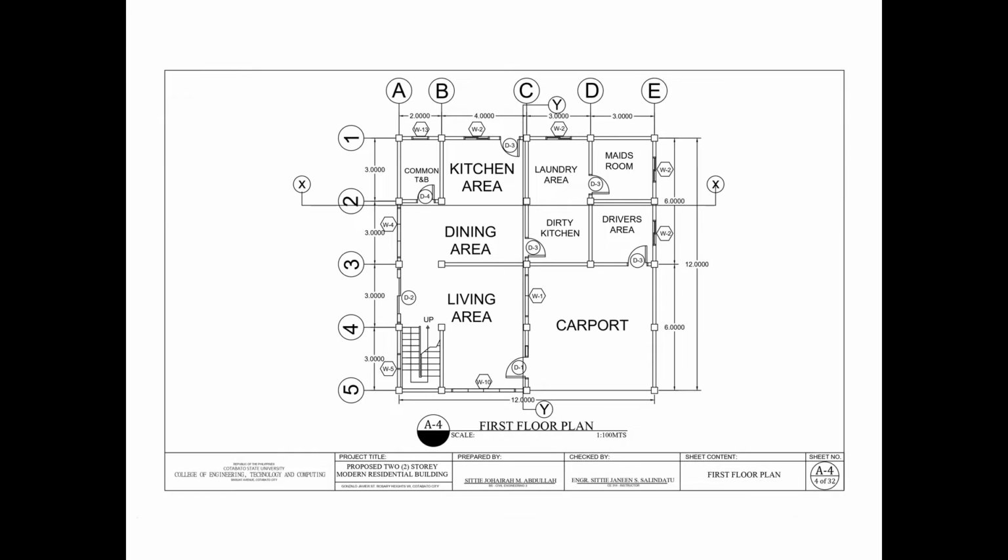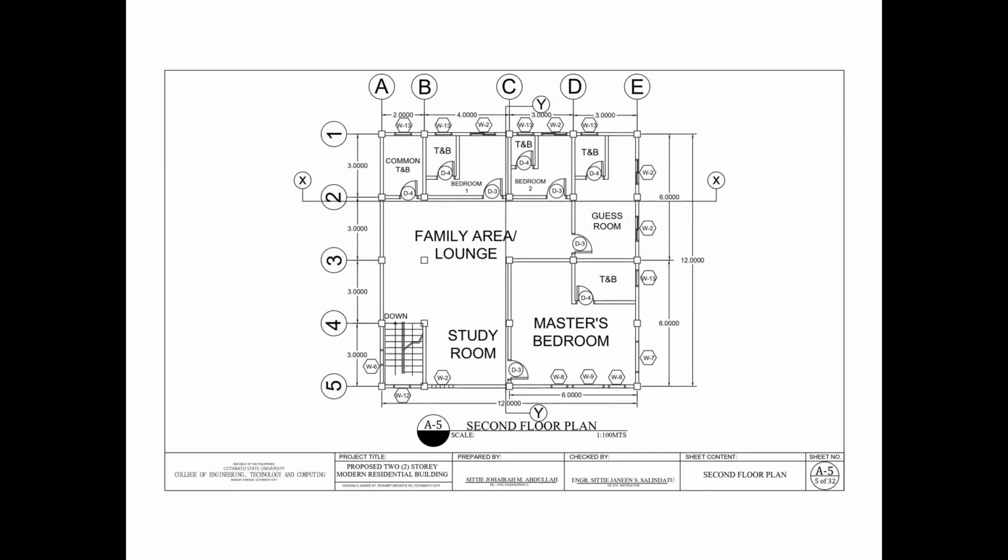Next is the first floor plan. A floor plan is a type of drawing that shows you the layout of a home or property from above. Floor plans typically illustrate the location of walls, windows, doors, and stairs, etc. The rooms that I've included in the floor plan are based on the guidelines that were given to us, which is for the first floor plan. There are carport, living room, dining area, kitchen, dirty kitchen, one common toilet and bath, laundry room, driver's room, and maid's room. So let's proceed to the second floor plan.